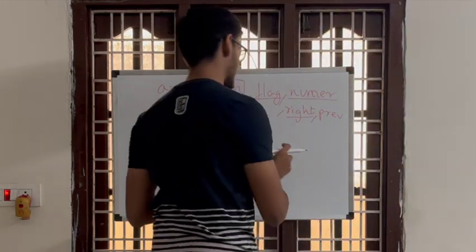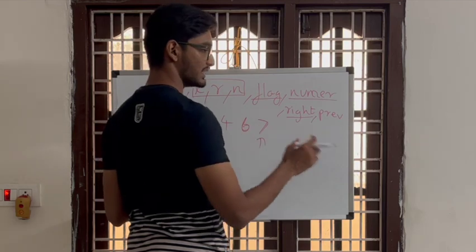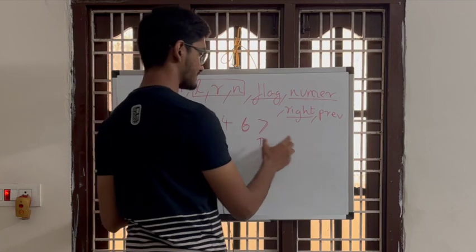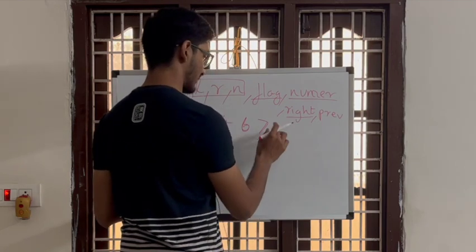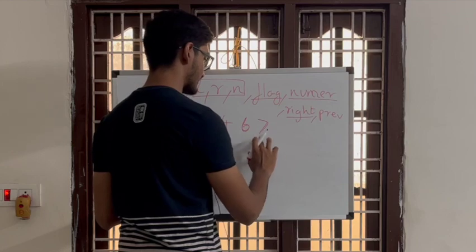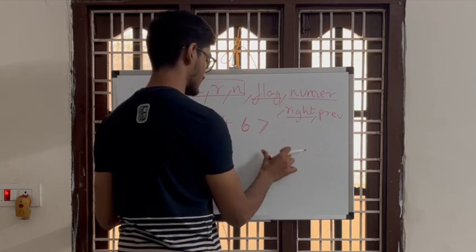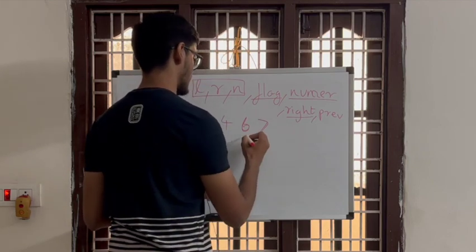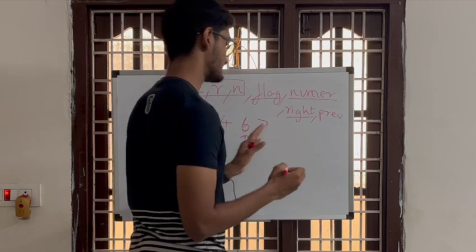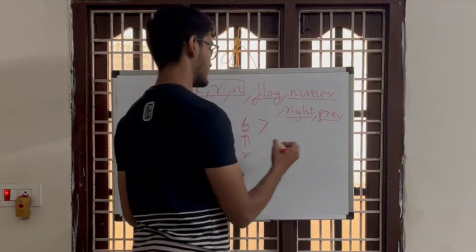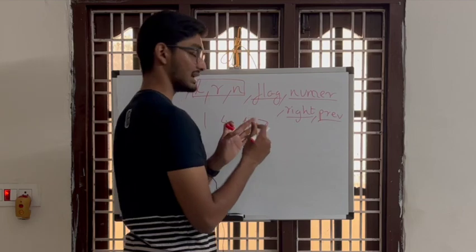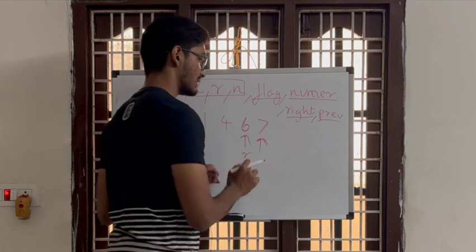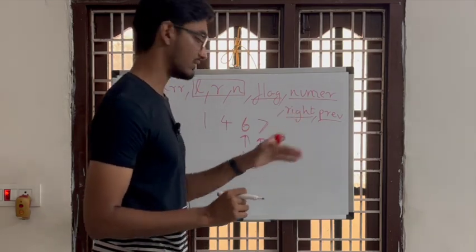Right minus decrement number. Right is initially the right value. After we decrement it, we'll update right to the new value. Now, what is previous? Previous is basically a track of the previous value from right. And why we need this, I'll tell you later on.